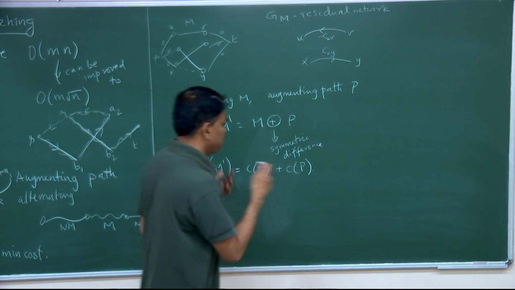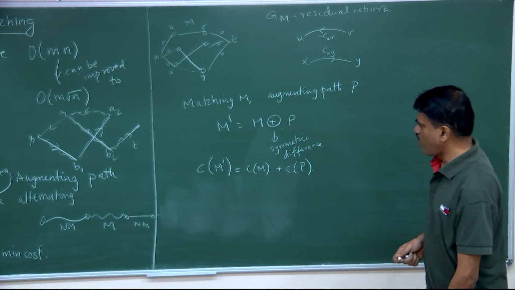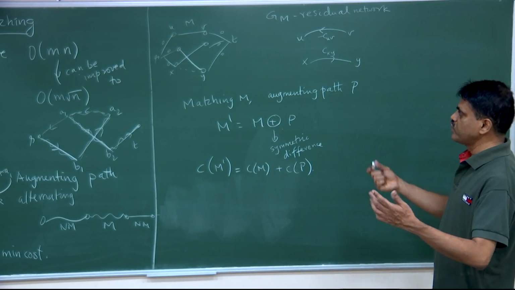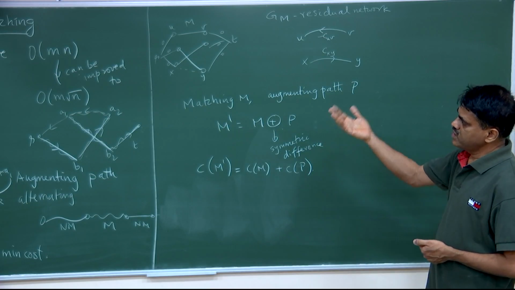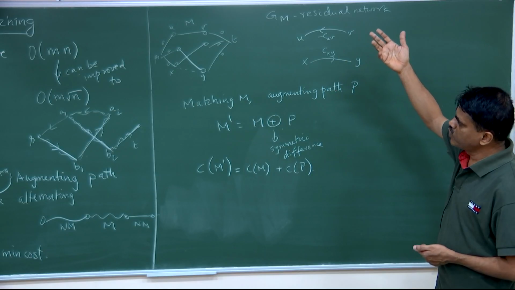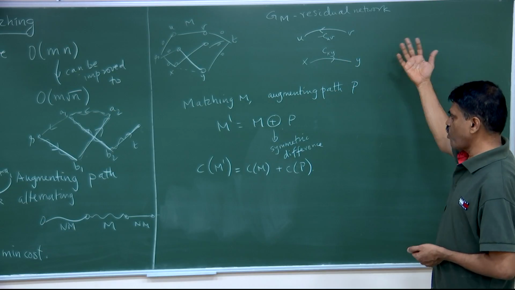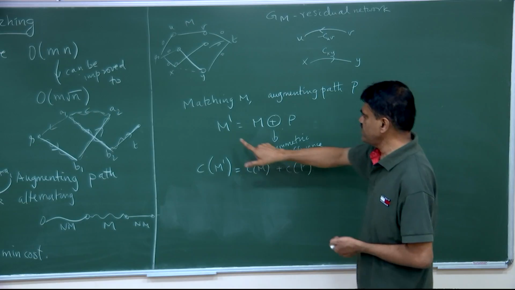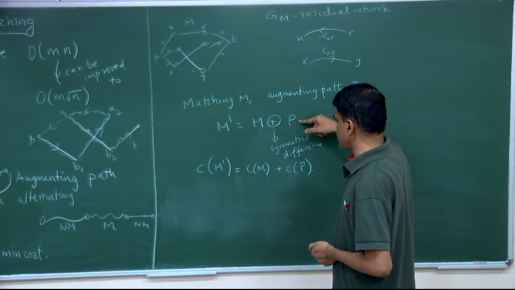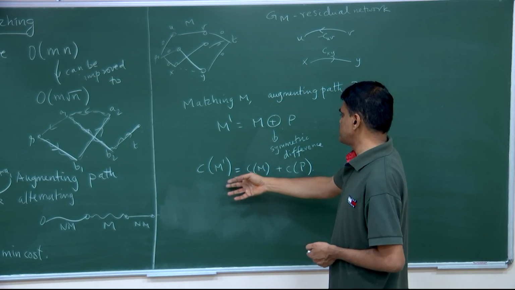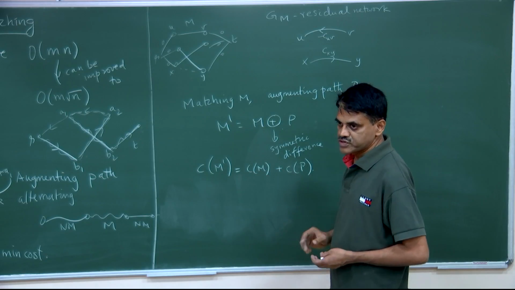So what have I said so far? Nothing really new, except that now the same augmentation, everything can be looked at in terms of the cost as well. If you have a new matching, which is basically you augment the flow through this augmenting path, then the cost of the new matching is cost of the original matching plus cost of this path.